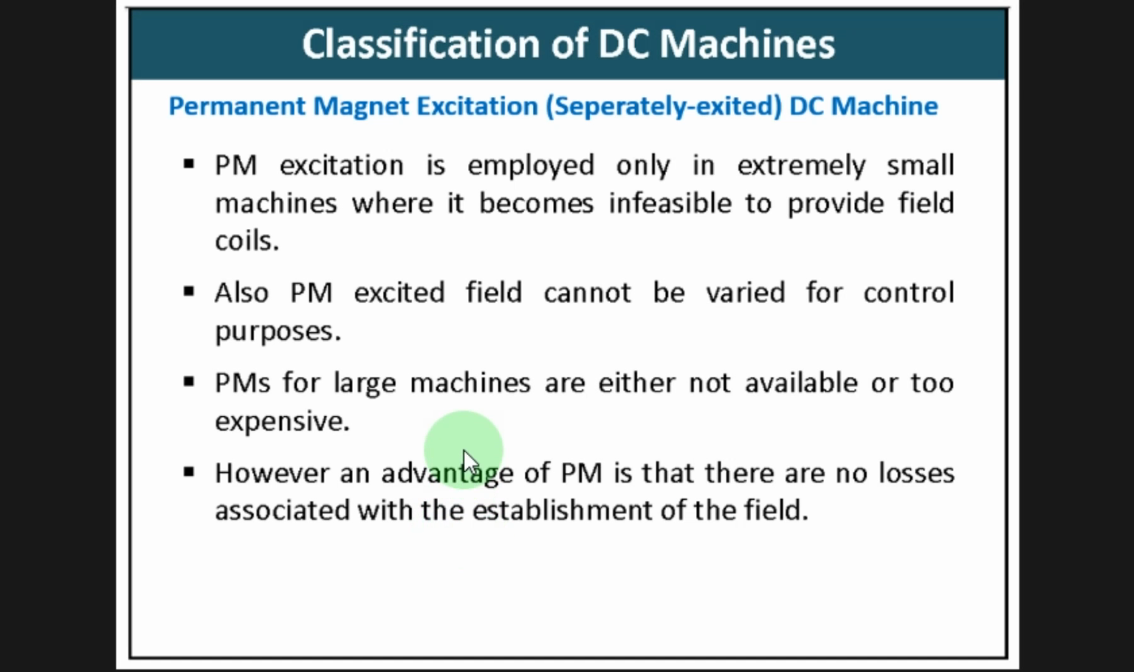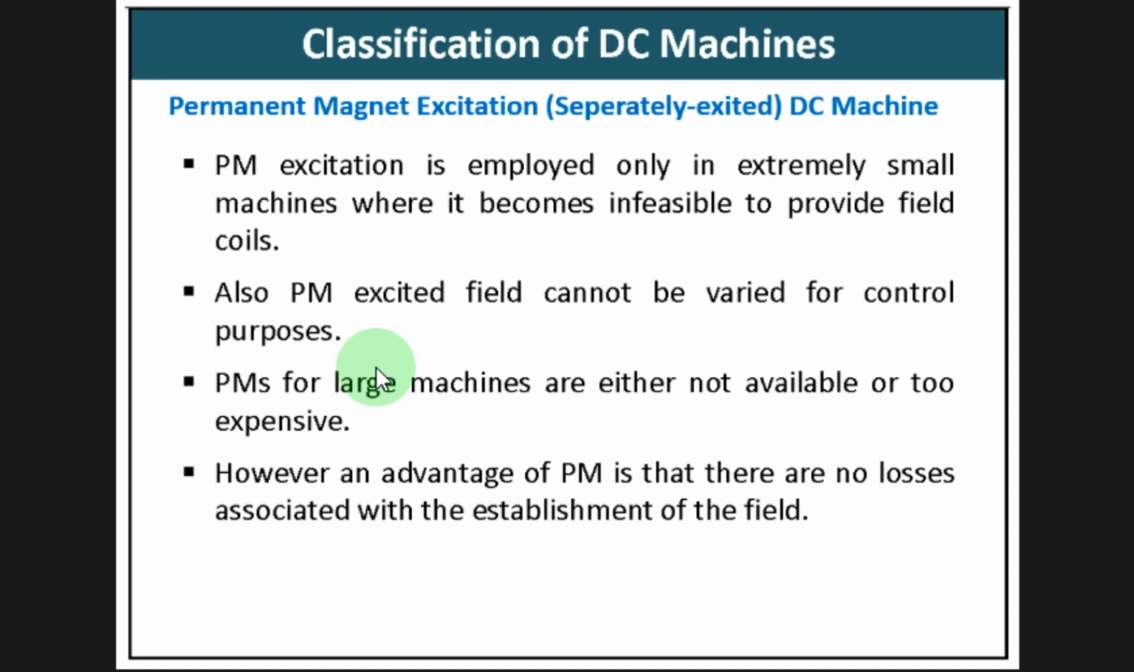Right. So permanent magnet excitation is employed only in extremely small machines where it becomes infeasible to provide field coils. So in small machines, the space is very small, therefore we can't have a space for the field coils. Also, permanent magnet excited field cannot be varied for control purposes. Even it is permanent magnet, then you can't change the strength of the field.